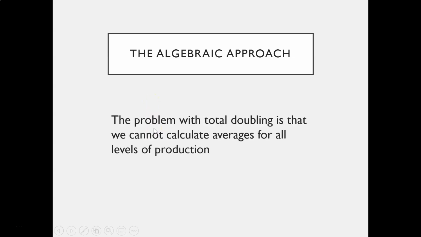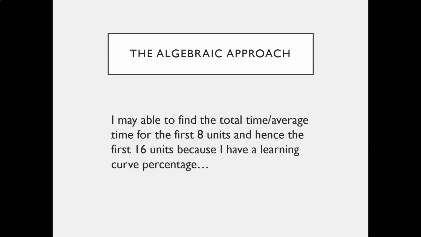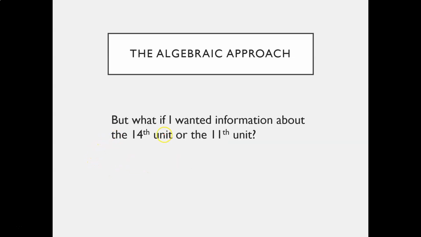So let us see. So here we are. The problem, of course, with total doubling is that we cannot calculate averages for all levels of production, and that's what we're trying to do. I may be able to find the total time for the first 8 units, and hence the first 16 units. I can keep going, but I cannot find out what's going on with the 14th unit or the 11th unit, as you noticed in my previous video.